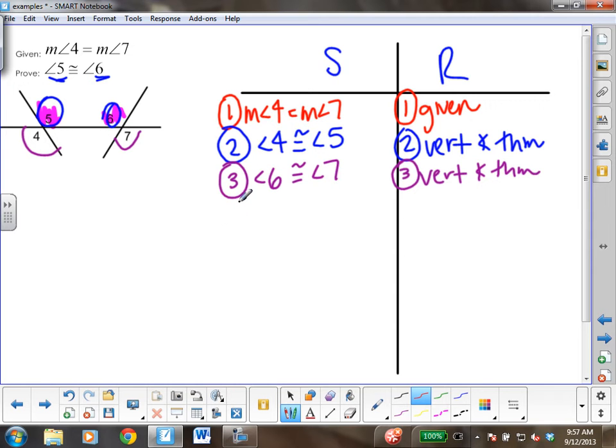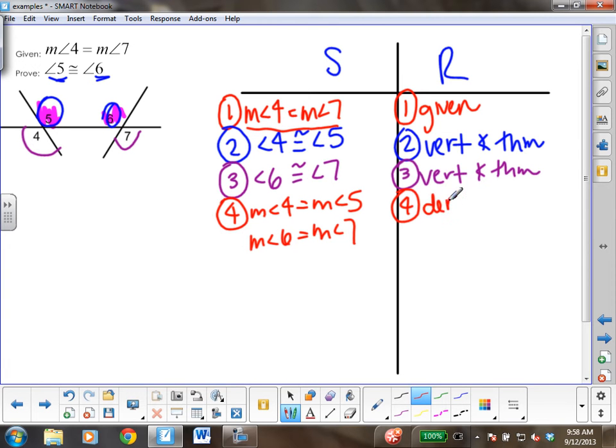And now, something important to note is that most of our properties deal with equality. So I already have that the measure of angle 4 equals the measure of angle 7. I should probably also say that the measure of angle 4 is equal to the measure of angle 5, and the measure of angle 6 is equal to the measure of angle 7. And that's just because of the definition of congruence.